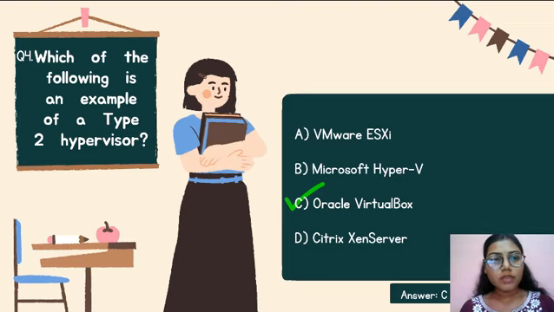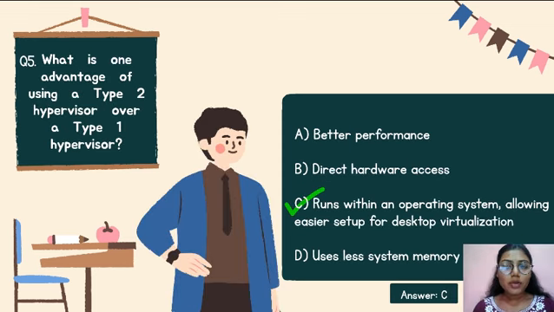The fourth question is: which of the following is an example of a type 2 hypervisor? So the correct option is Oracle VirtualBox. Fifth question is: what is one advantage of using a type 2 hypervisor over a type 1 hypervisor? The first option is better performance, second is direct hardware access, the third option is that it runs within an operating system, allowing easier setup for desktop virtualization. The fourth option is uses less system memory. So the correct option is C, which is runs within an operating system, allowing easier setup for desktop virtualization.